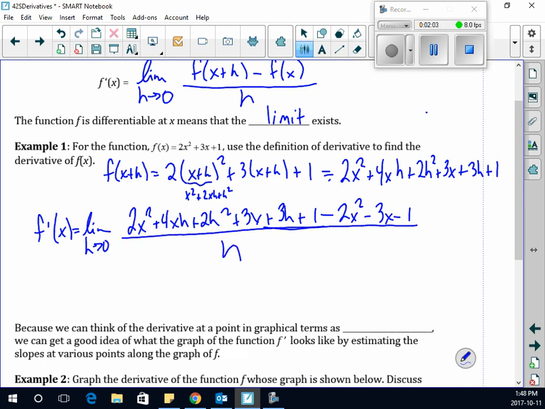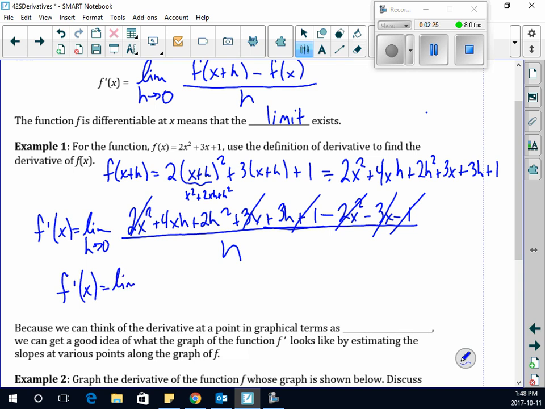So now I can cancel some things. Cancel, cancel, cancel, cancel, cancel, cancel. Everybody good with that? Anything that's left on top has an h on it. So in the next step, I'm going to factor out the h at the same time. Is everybody good with that?